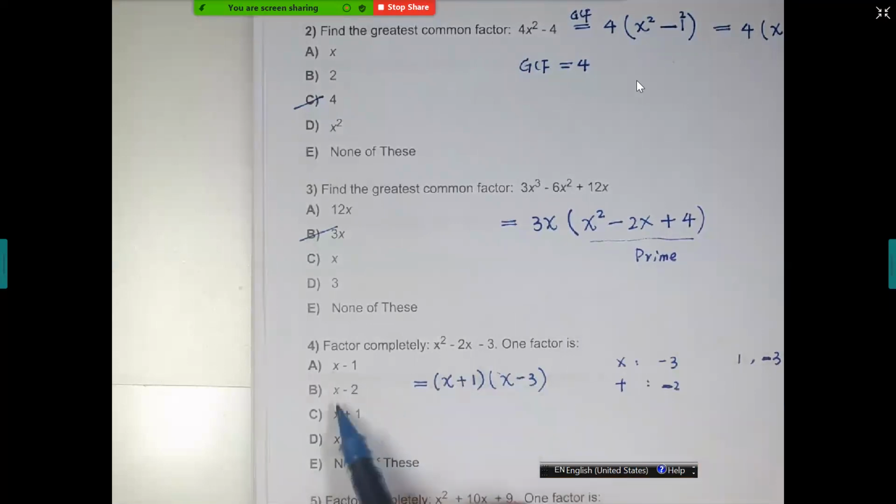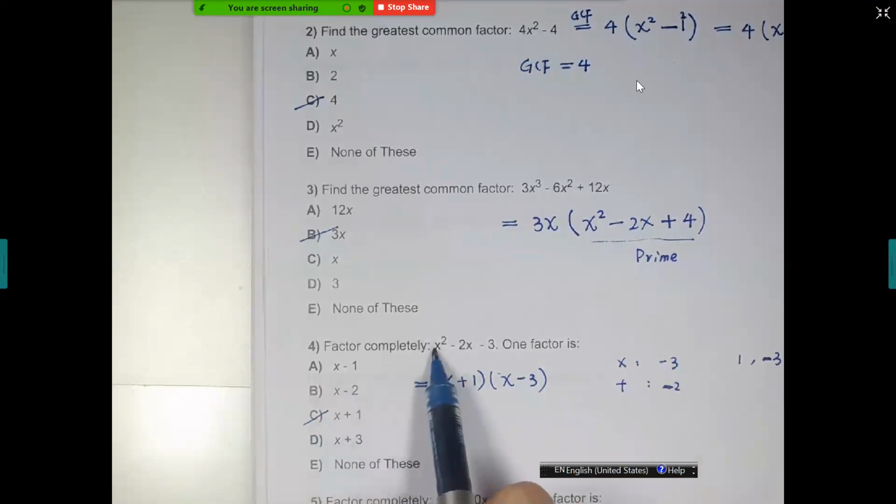Now to answer the question here, we'll see which one shows up. When I go through this, I see C. X plus 1 shows up here, so C is the right answer. That is question 4. Factor the trinomial when the leading coefficient, the number before the square term, is 1. We do not see a number, that means the coefficient should be 1.